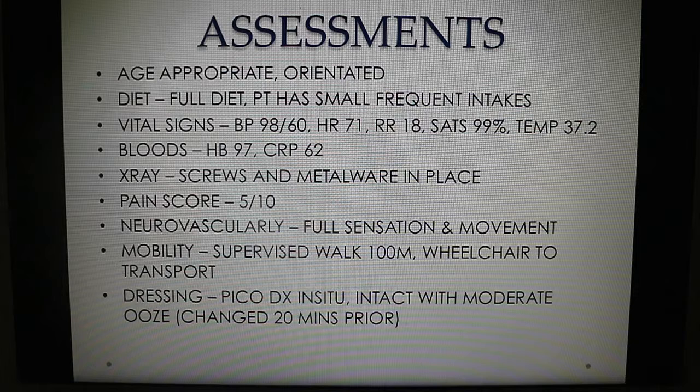Vital signs were within limits for his age, with a constant temperature, however, of 37. Bloods were found to be within limits with a slight drop in HB and an increase in CRP of 62. The X-ray showed that all of his screws and metalware were in place. The patient reported a constant 5 out of 10 pain score, regardless of having constant analgesia in place.